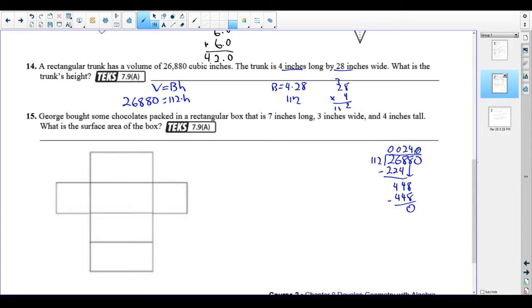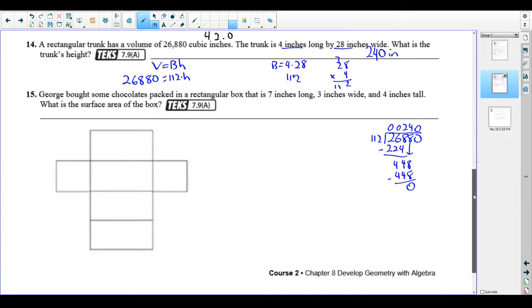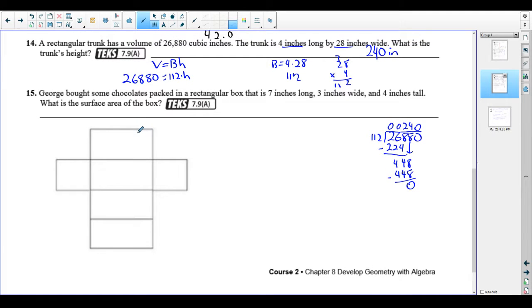So how tall is the trunk? It is 240 inches, or 20 feet. Pretty tall trunk. That doesn't even make sense. Why would a trunk be 20 feet tall? Maybe I'm thinking like an elephant trunk? That would still be a gigantic elephant. I don't know. That's a weird question. But it's a good question math-wise. Real world example-wise, not that great.